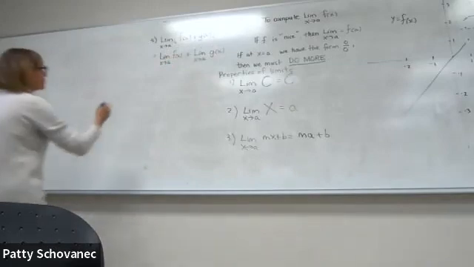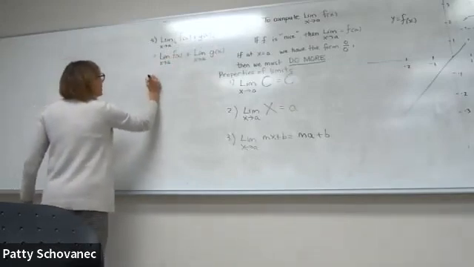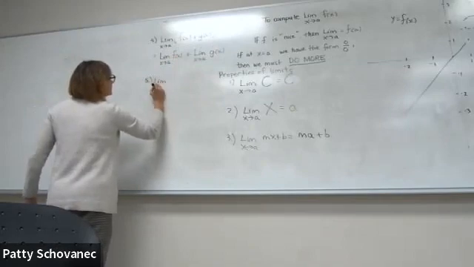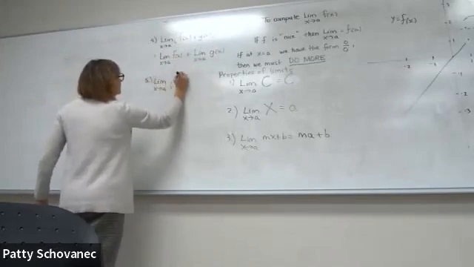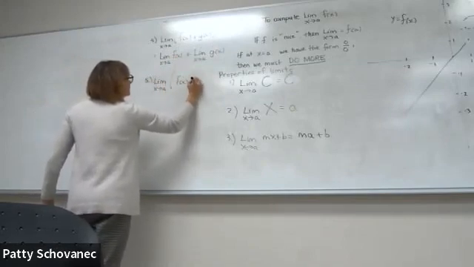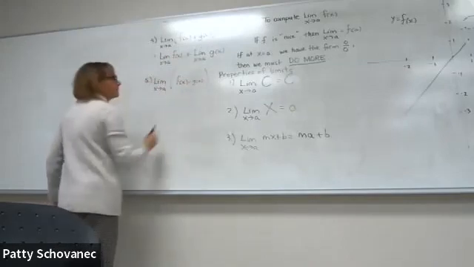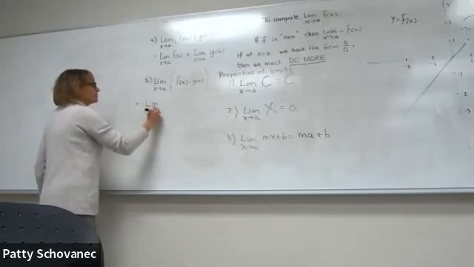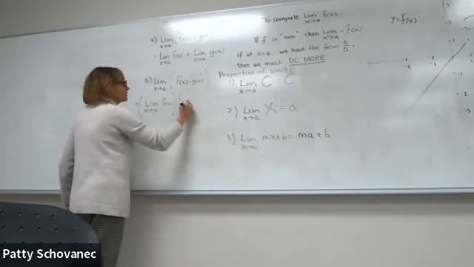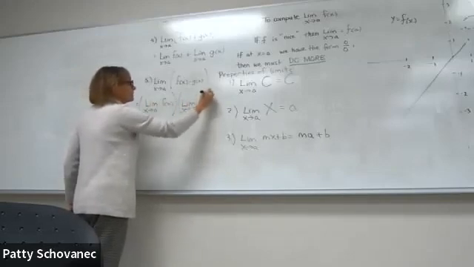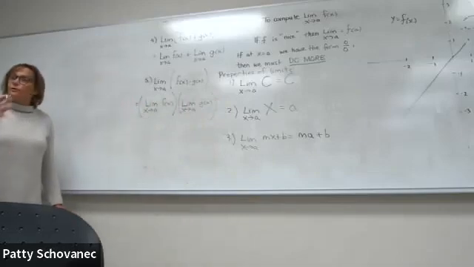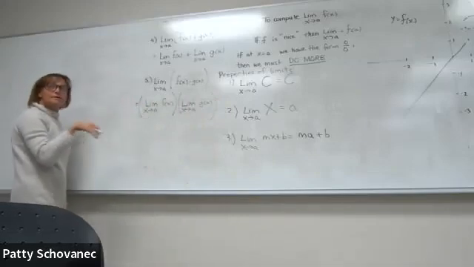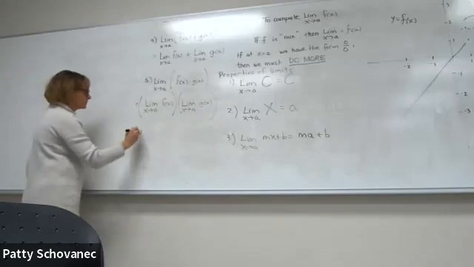I can do the same with products, term by term in a product. I can take the limit of the first factor and multiply it with the limit of the second factor. We can do that with quotients, as long as the denominator is not 0.